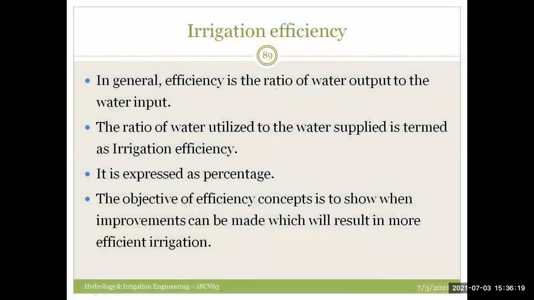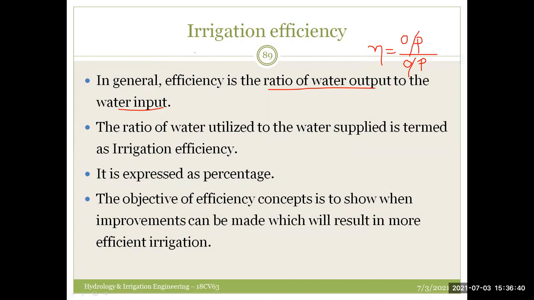In this class, we are discussing what is irrigation efficiency and what are the types of irrigation efficiencies. In general, we know efficiency is the ratio of output to input. Here, as we are discussing irrigation efficiency, which is denoted with the symbol eta, it is water output to the water input. That is the general definition of efficiency.